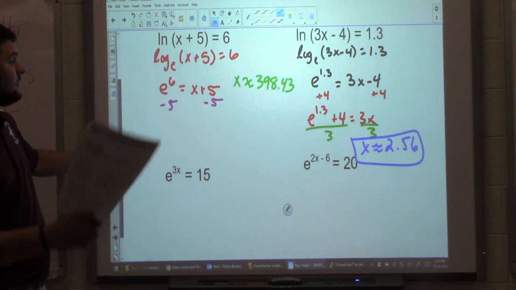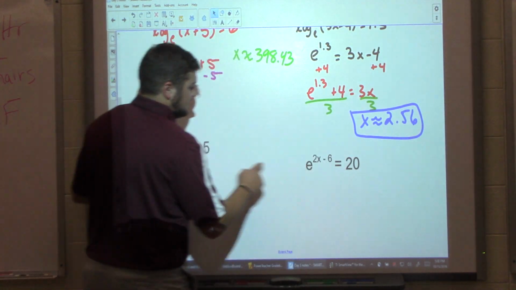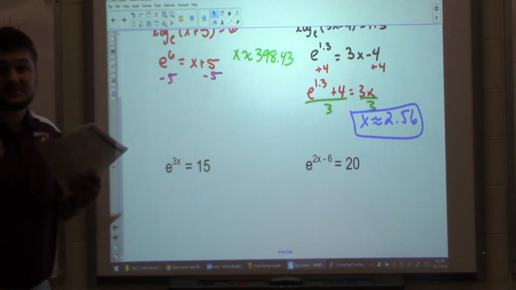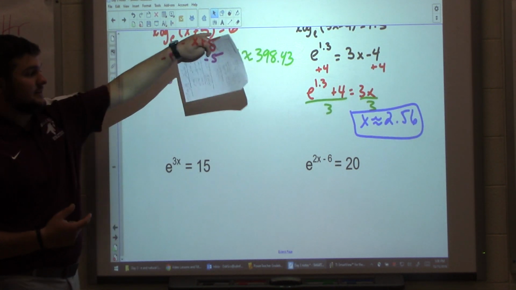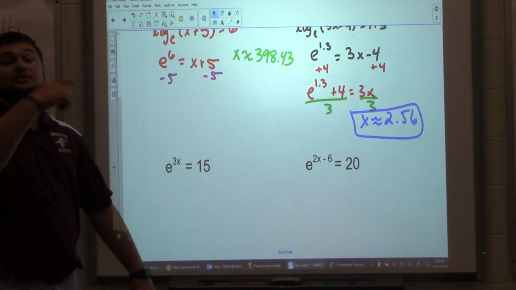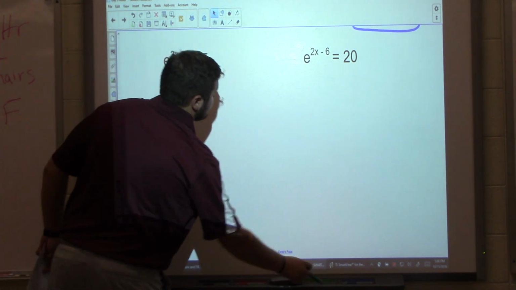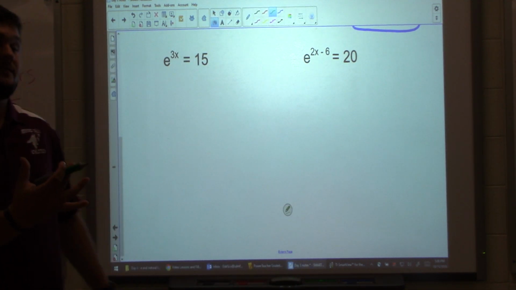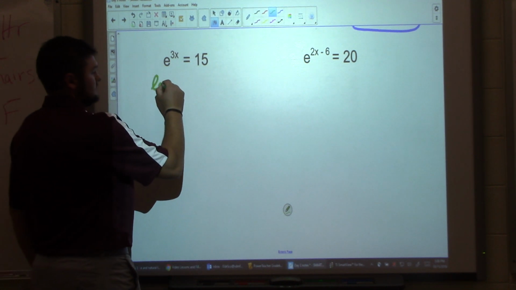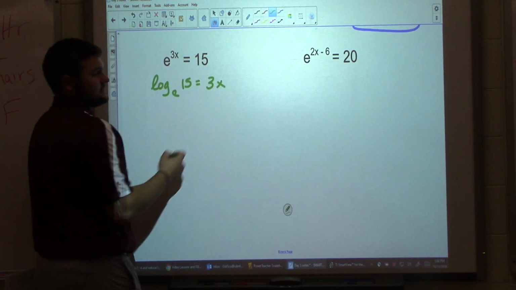Alright, a couple going the other way, where we're given it in exponential form. Guys, like I said today, if you're staring at a log, you have to switch it to an exponent. We just did that. If you're staring at an exponent, you have to switch it to a log. So isolate our exponential first, right? e to 3x equals 15. It's isolated. Switch it to log form. Log base e of 15 equals 3x.